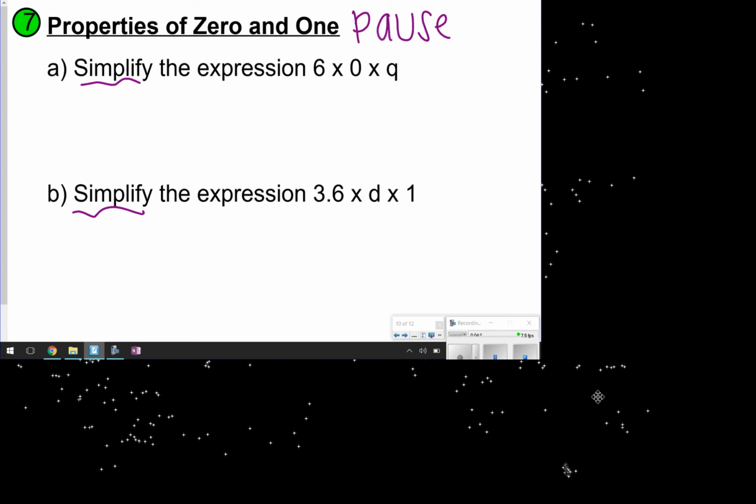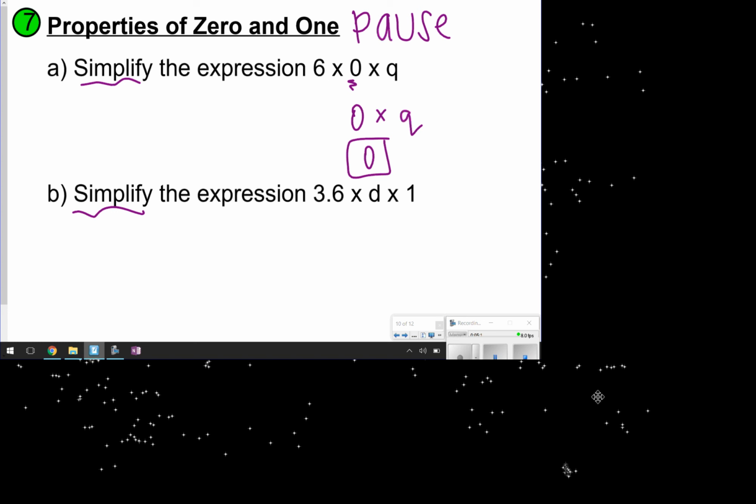So letter A says simplify the expression. This is a property of 0 because you're multiplying by 0. Remember, anytime you multiply by 0, it's going to be 0. 6 times 0 is 0, and I still have 0 times q, but 0 times q will still be 0.